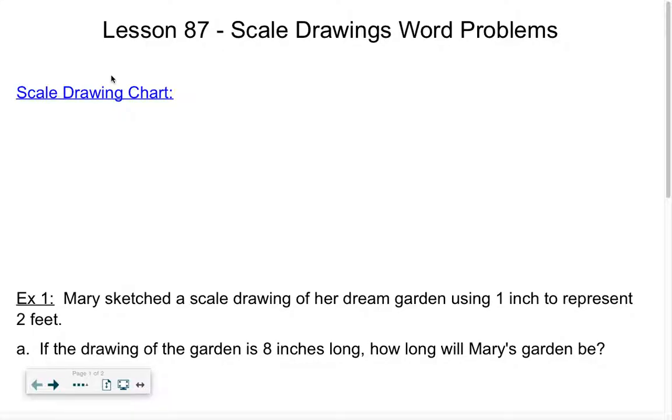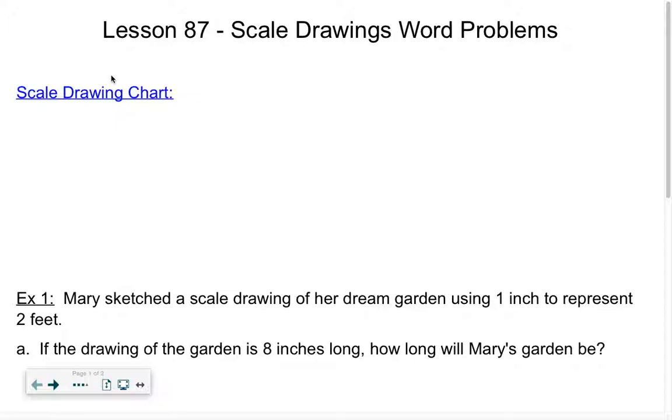For lesson 87, we're looking at scale drawing word problems. So imagine, if you would, we're looking at a hard copy of a map, and at the bottom corner we always had that key that indicated just how far apart point A and point B would be. Suppose that the key was for every 1 inch that represented 50 miles.